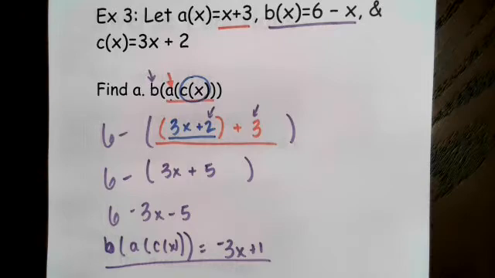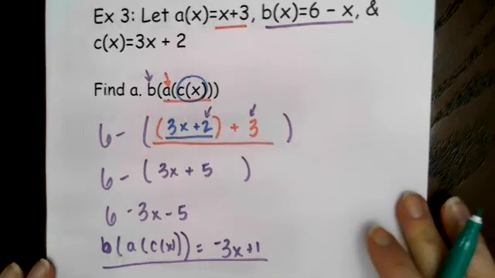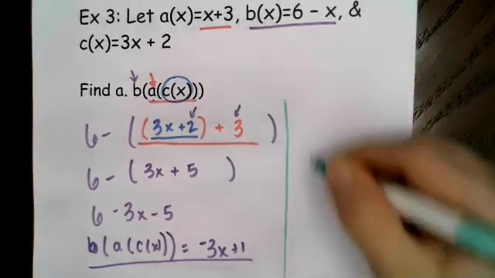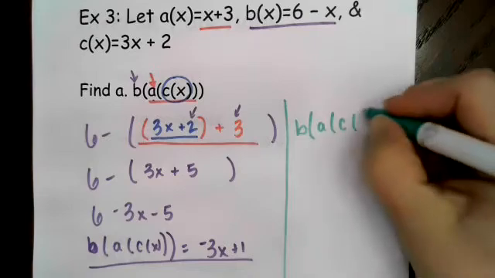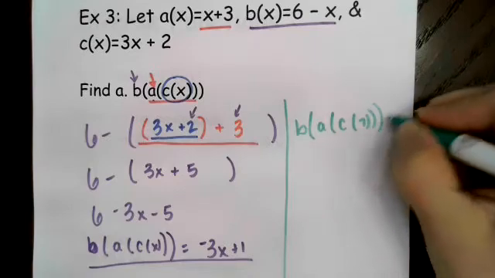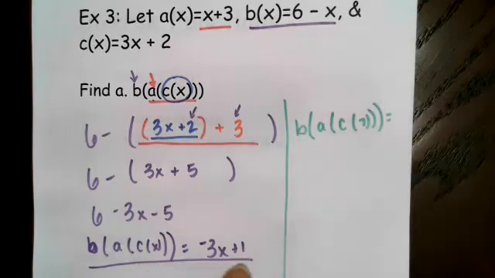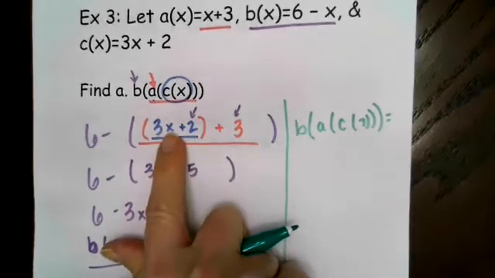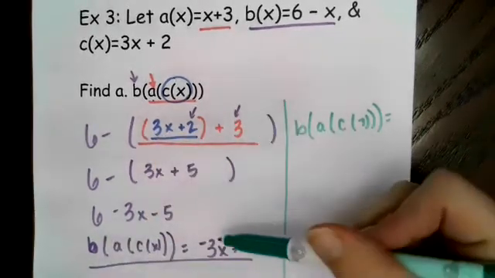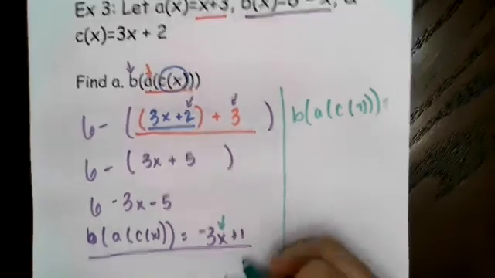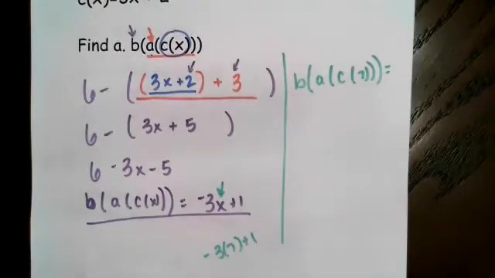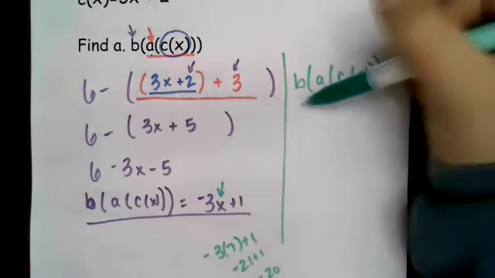So just a side note, on your homework, there's some digital homework that we'll be doing, and they ask you for a number. So if I wanted to find b of a of c of, let's say, 7, I follow the same format, but this number here will be 7. So what you can do is you can either simplify it all the way down with an x and then plug in 7. So negative 3 times 7 plus 1. So we have negative 21 plus 1, or negative 20.